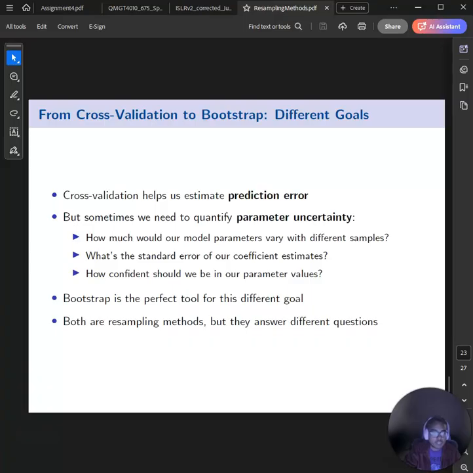While both cross-validation and Bootstrap are resampling methods, they answer different questions. Cross-validation helps us assess predictive performance by repeatedly splitting the data into training and testing sets. Bootstrap, on the other hand, helps us assess parameter uncertainty by repeatedly sampling from our data with replacement. Think of it in this way. Cross-validation focuses on model predictions, while Bootstrap focuses on model parameters. Both are valuable tools in our statistical toolkit, but they serve different purposes.